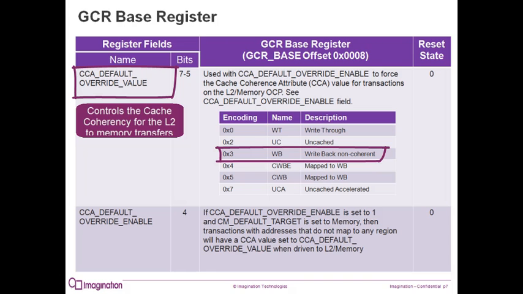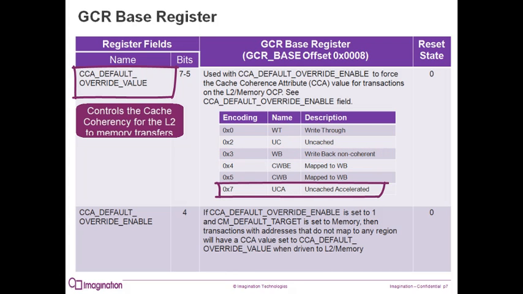If it's set to write back, all writes will be stored in the cache and only be written to memory if evicted or flushed. Last, if set to uncached accelerated, writes will not be stored in the L2 cache, but will be gathered in a cache line size buffer before being written to memory.